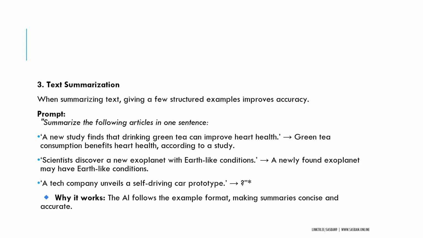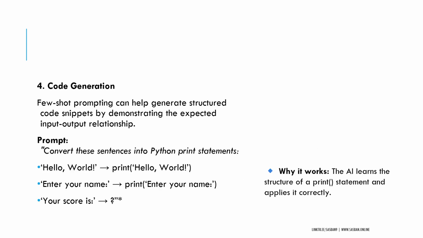Text summarization. When summarizing text, giving a few structured examples always improves accuracy. So you give some examples of how you are going to summarize. So summarize the following articles in just one sentence. Scientists discover new exoplanet with Earth-like conditions. A newly found exoplanet may have Earth-like conditions. So AI follows the example formats, making summaries concise and accurate.